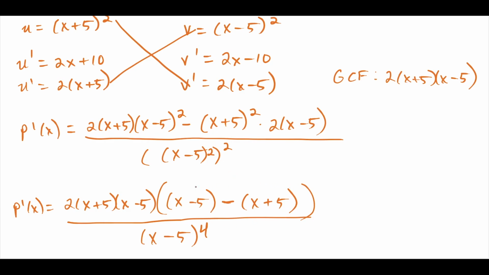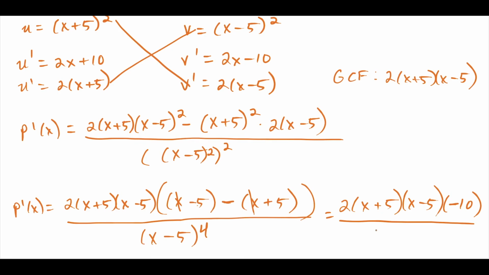So when you look inside this big parentheses here, you're going to have x minus 5 minus x plus 5. When you do x minus positive x, these terms cancel. And when you do minus 5 minus positive 5, that's going to make a minus 10. So this leaves us with 2 times x plus 5 times x minus 5, and then inside the parentheses, we were left with negative 10. And this is all being divided by x minus 5 to the 4th power.